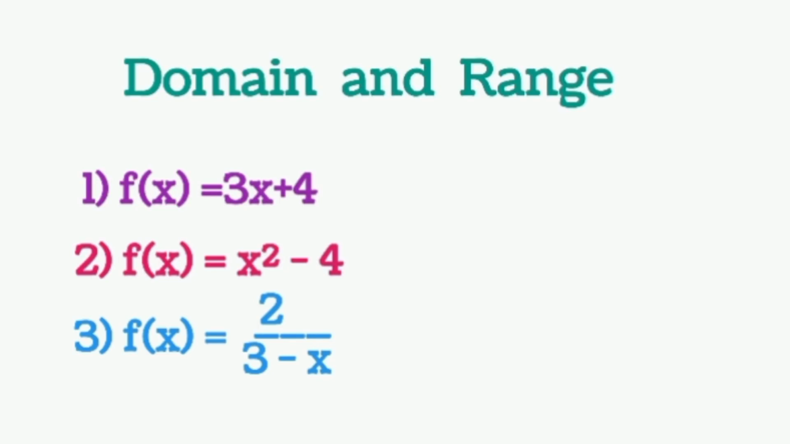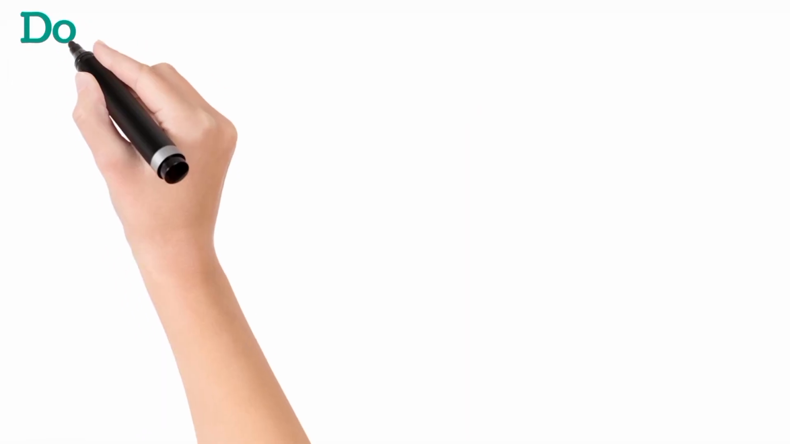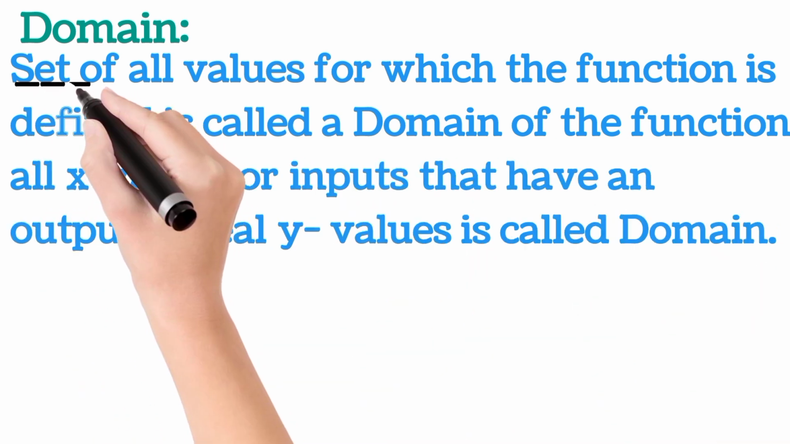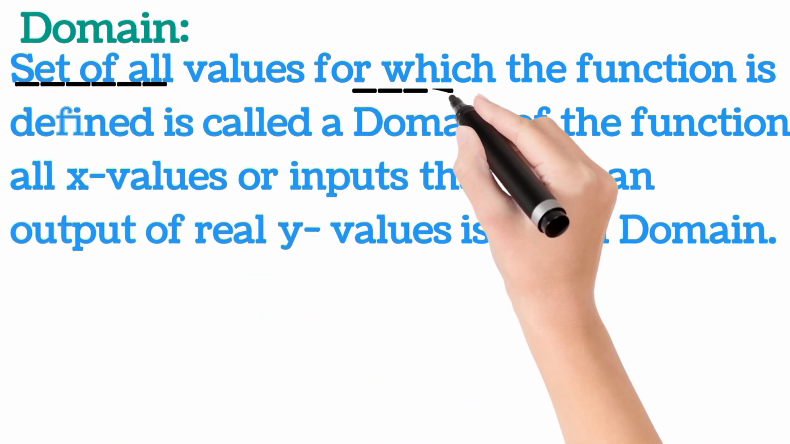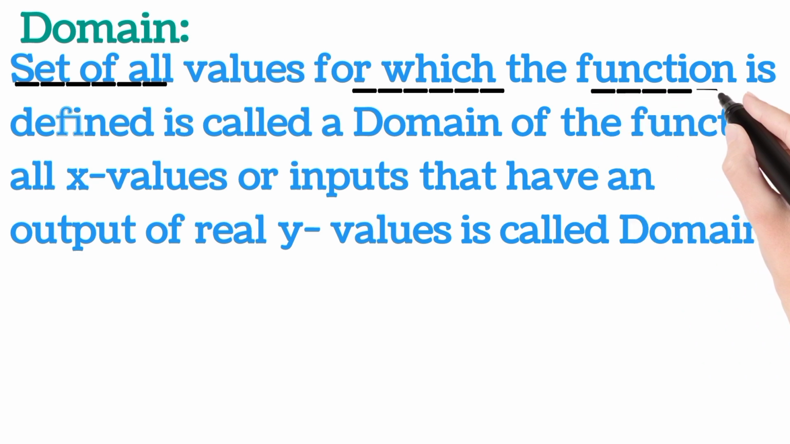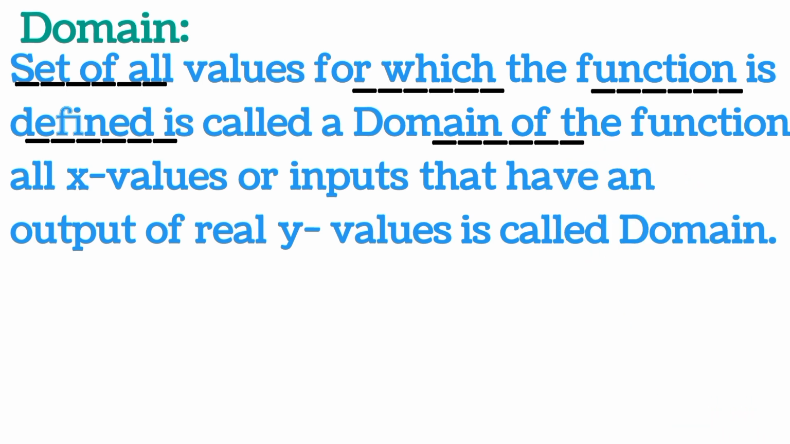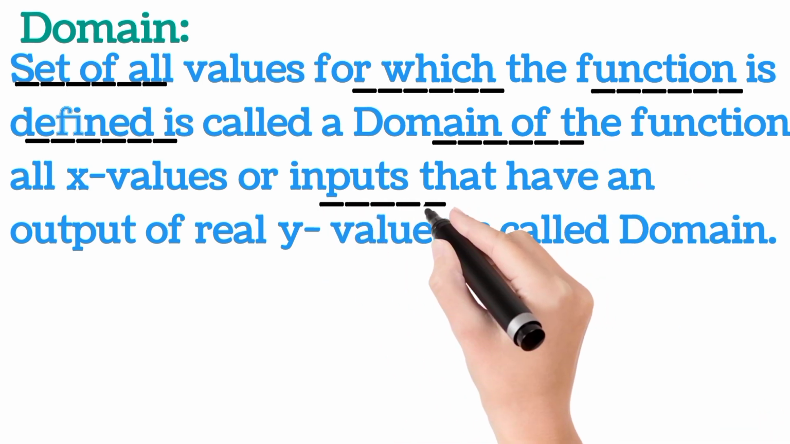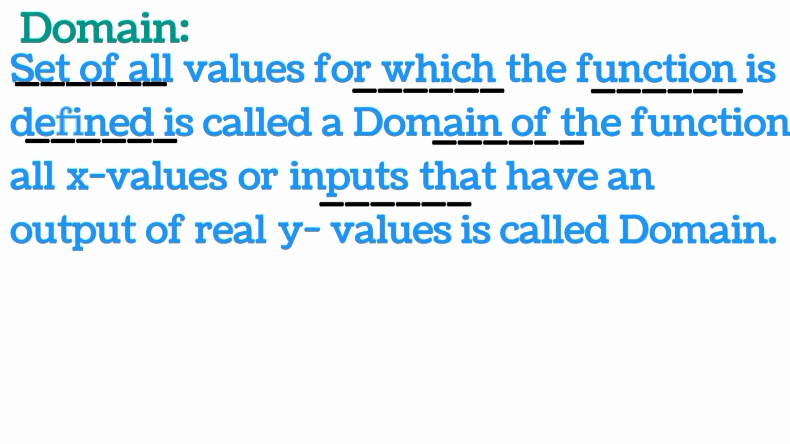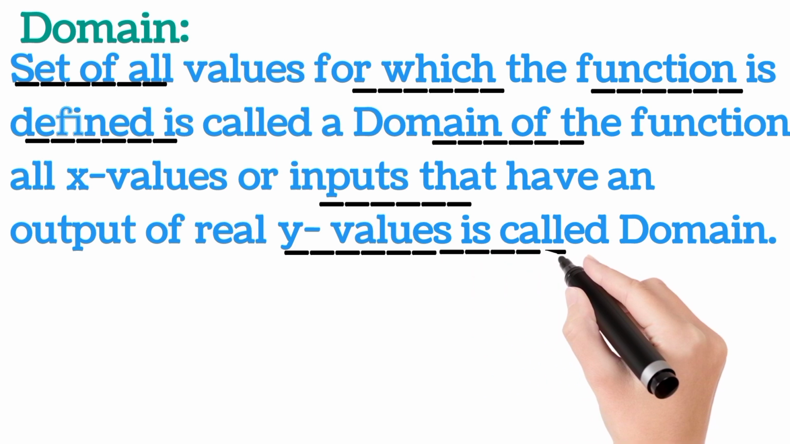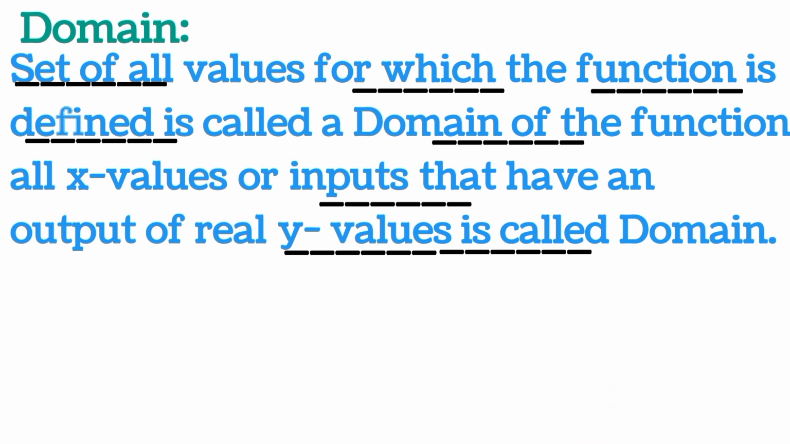So today we are going to learn how to find the domain and range of a function. So what is the domain of a function? The set of all values for which the function is defined is called the domain of the function. Or we can say that all x values, or inputs, that have an output of real y values is called the domain of that function. So now this is the domain.